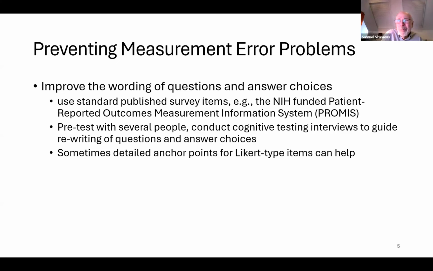My recommendation would be to consider including detailed anchor points for items that are really very primary to your study, primary to your hypotheses, not questions that are sort of, well, it'd be interesting to know about this. It'd be more like, well, we really want to test this. And in particular, those where there are no standardized items that measure that available already.